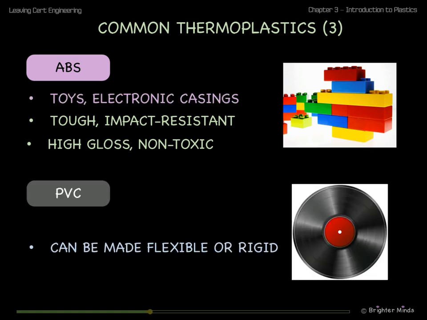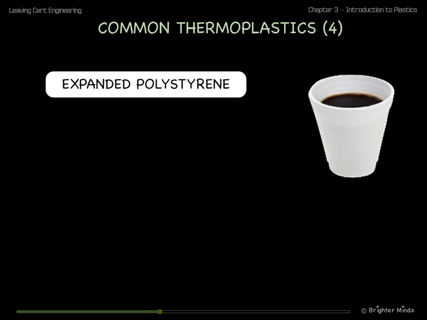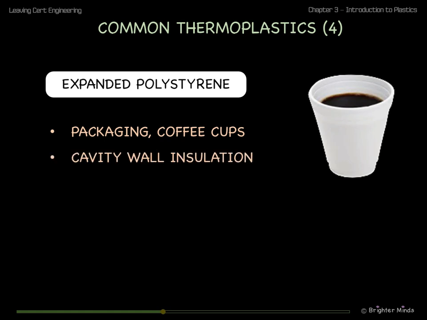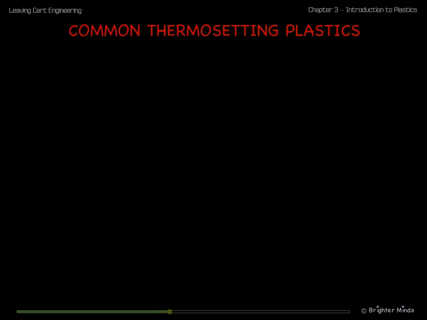PVC can be made flexible or stiff and is resistant to chemicals. It is used to make products like pipes, bank cards, window frames, wire insulation, and vinyl records. Expanded polystyrene is used for packaging, coffee cups, and wall insulation. It contains millions of tiny air bubbles, and so it is very light, can absorb impacts, and can act as a heat insulator.